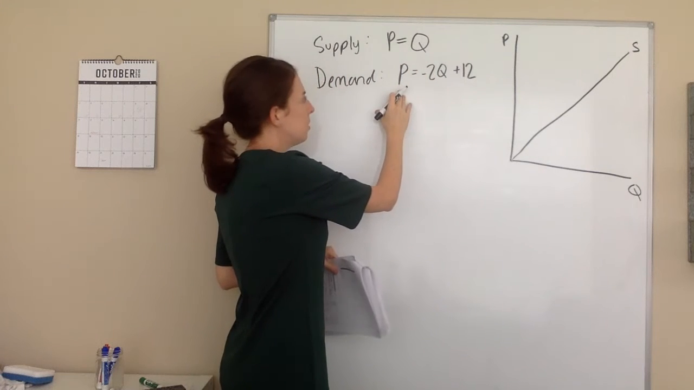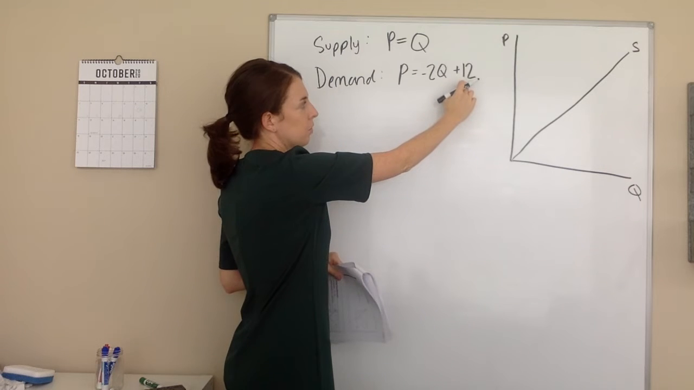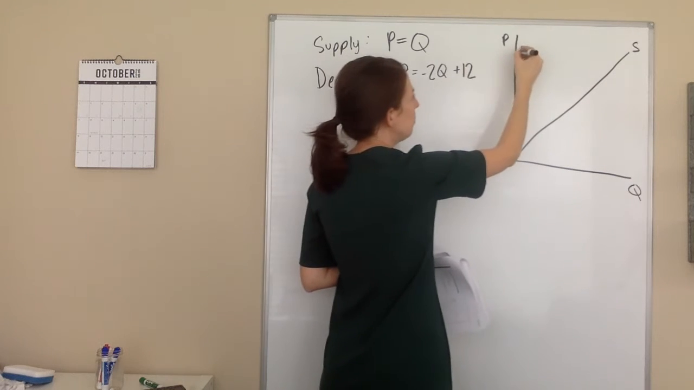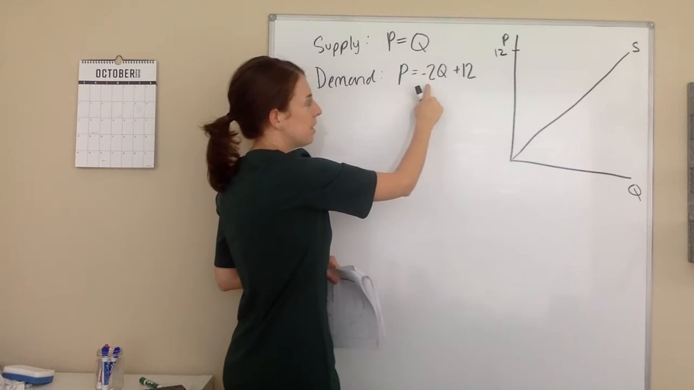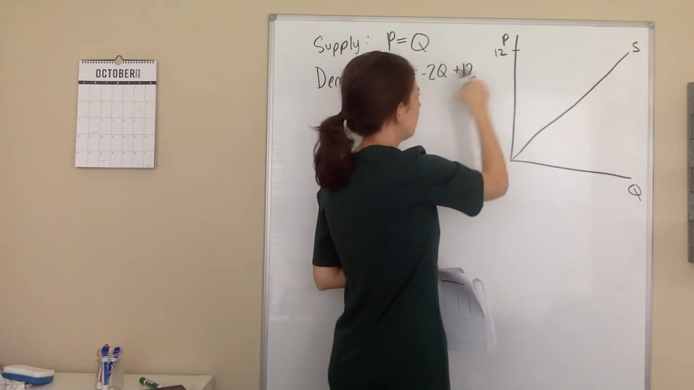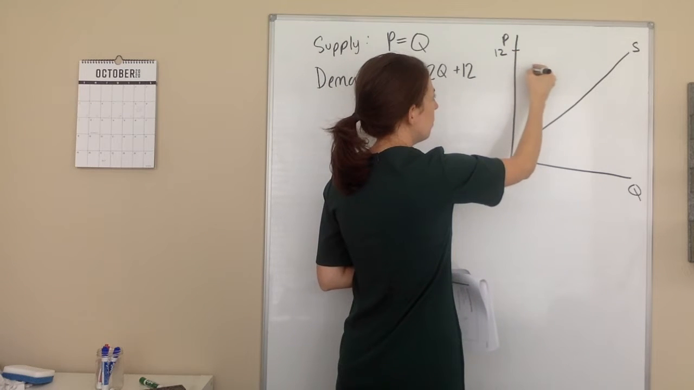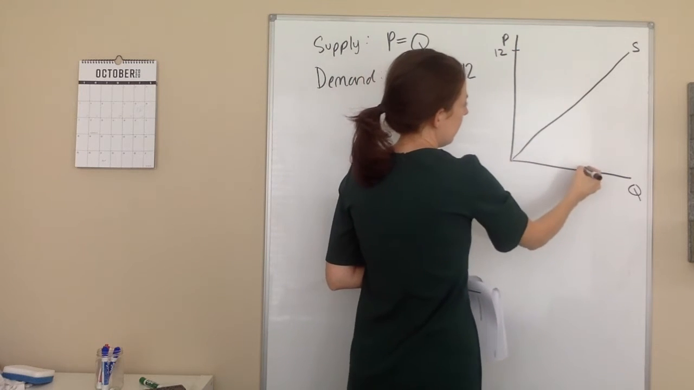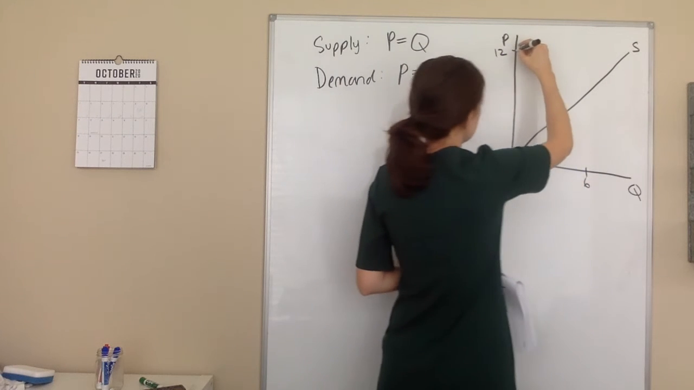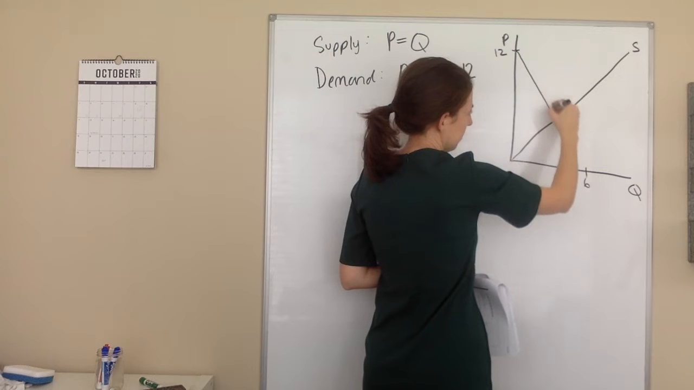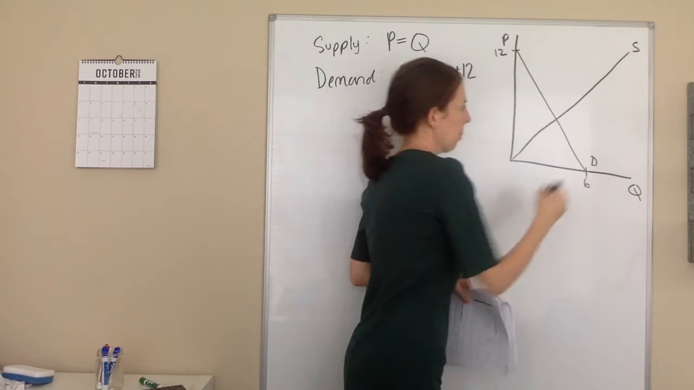In the demand side, the intercept along the vertical axis is going to be 12, and the slope of the demand line is negative 2, so it's going to be twice as steep, and it's going to be negative. So you go down 2 over 1, down 2 over 1, and you're eventually going to get to 6 when you do this. And this is going to be the demand.